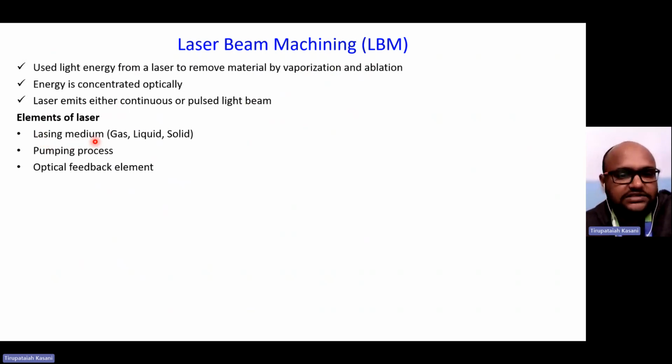Elements of the lasing medium: I told you that between the two flash lamps there is a lasing medium that will be gas, liquid or solid, maybe any one of these. The next is the pumping process, which is the continuous reflections, and the next one is the optical feedback element. If something happens to the optical elements in the equipment or in the system, there should be a feedback system to tell the controller that there is damage to some particular element. That is the reason why the optical feedback element is necessary.